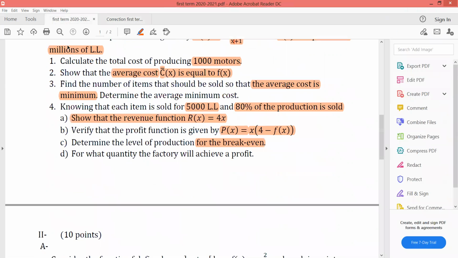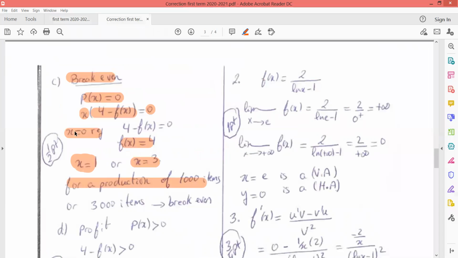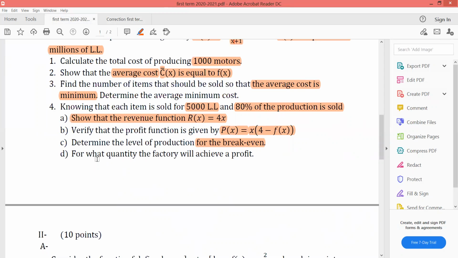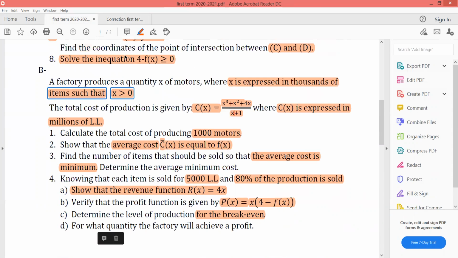And finally, for what quantity will the factory achieve a profit? The factory will achieve a profit if P(x) is positive, meaning 4 minus f(x) is positive, meaning f(x) is less than 4. Graphically, we found f(x) less than 4 from this part, from this exercise.